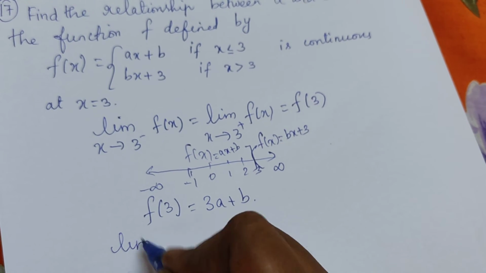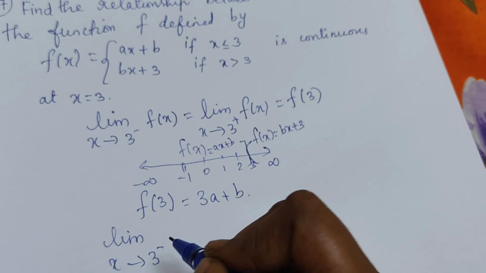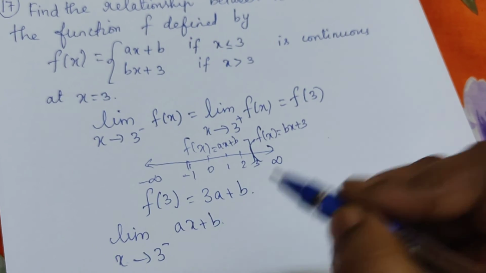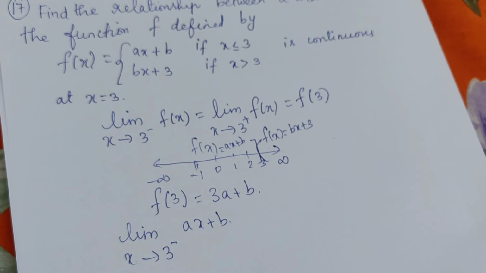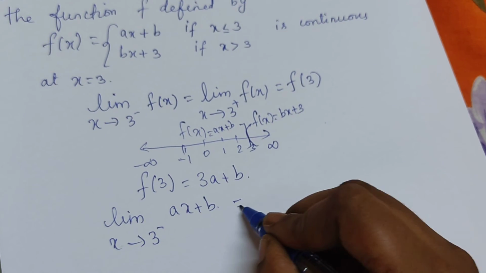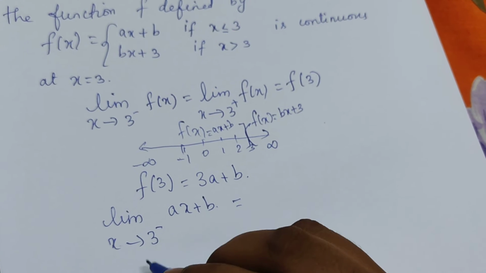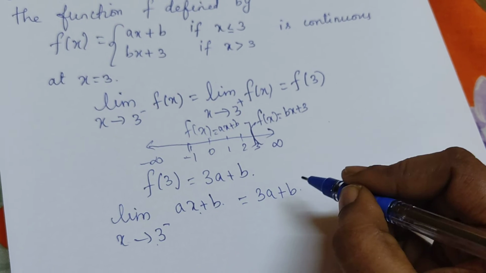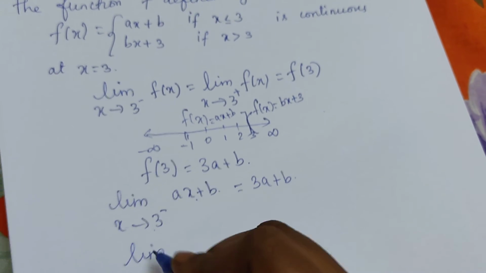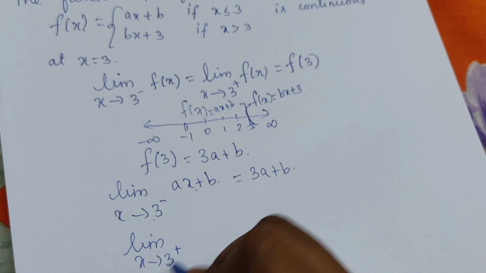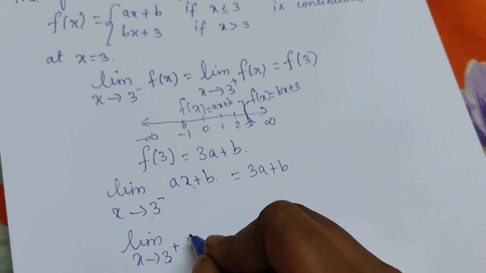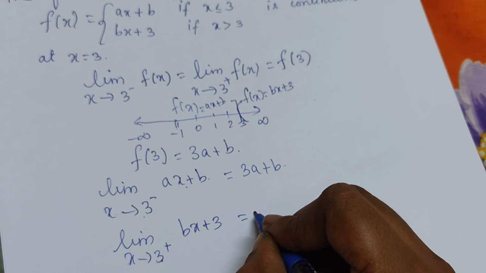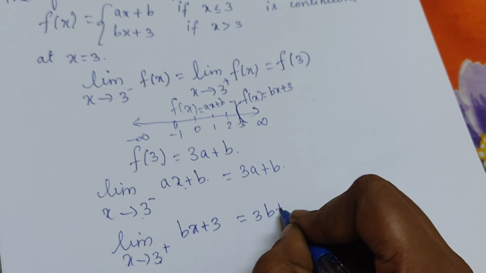Now we will calculate the limit. Limit x tends to 3 from the left hand neighborhood, ax plus b we will get. After substituting x as 3 in the expression, we will get 3a plus b. Then we calculate the right hand limit, approaching 3 from the right hand neighborhood. The function is bx plus 3. Now replace x as 3, so we'll get 3b plus 3.